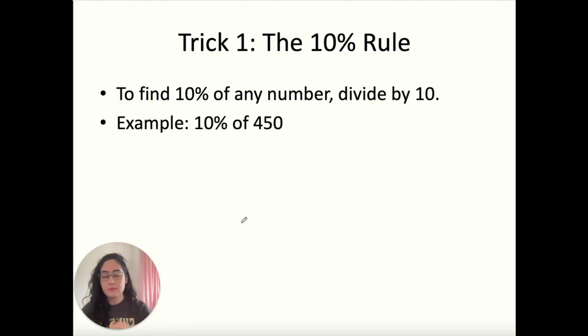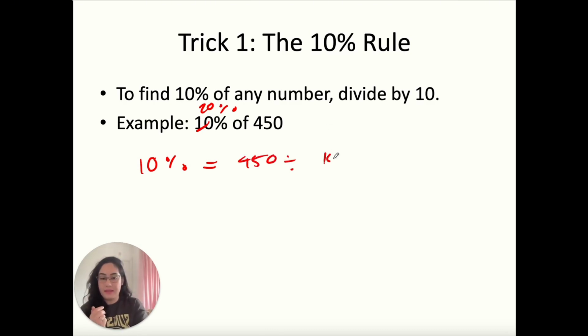So the first trick would be using the 10%. Let's say the question says 20% instead of 10%. If the question said find 20% of 450, the first thing is we're going to find 10%, and then from that we're going to find 20%. So 10% of 450: in order to find 10% of any number, absolutely any number, we always divide it by 10. So if we do 450 divided by 10, we get 45. So 10% of 450 is 45.